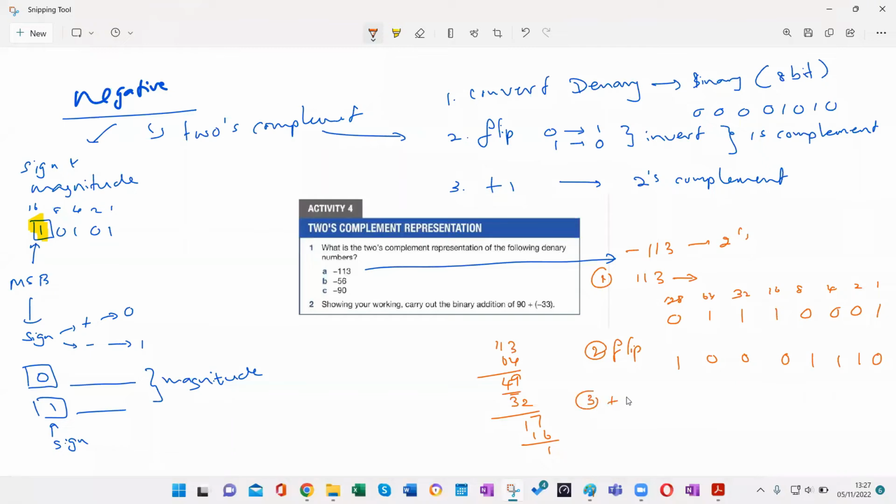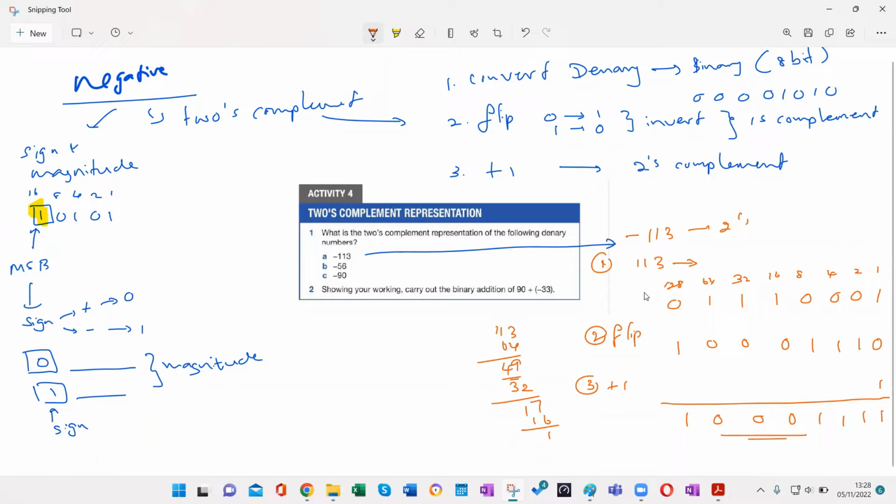And the third step is to add 1 to this. You know binary addition. Add 1 to this. So 0 plus 1 is going to be 1. There's nothing here. So it's 1, 1, 1, 0, 0, 0, 1. This is the answer. Okay, this is minus 113 in 2's complement. Now you can see it's completely different from the original number.